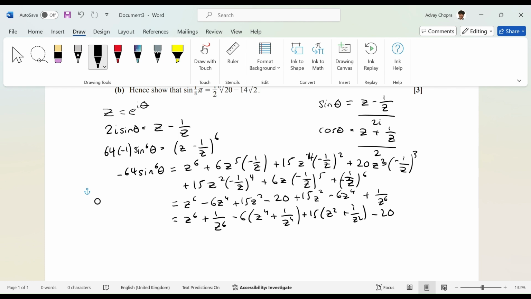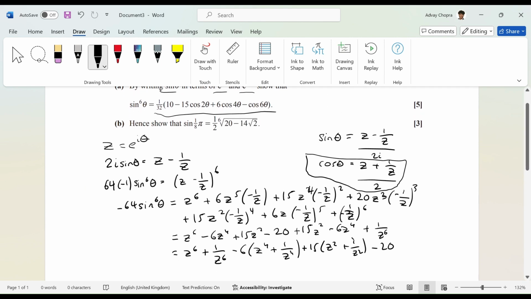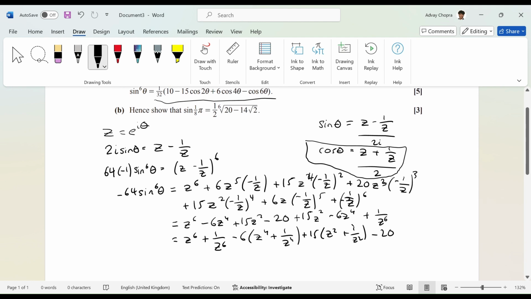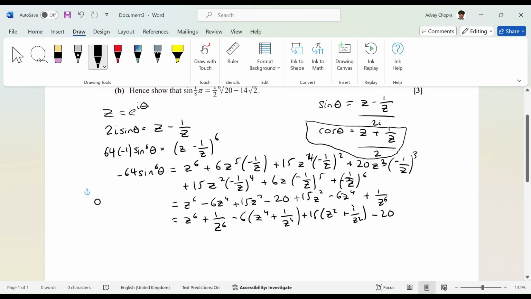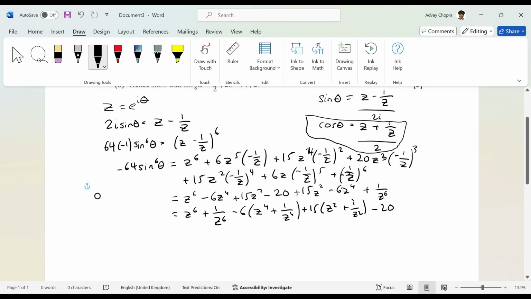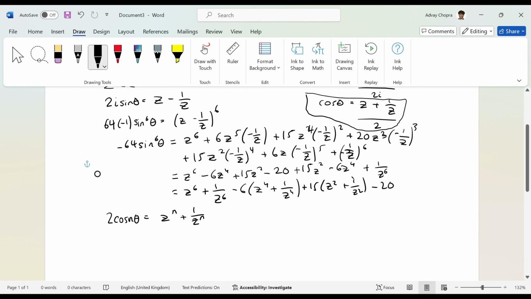Then we can actually use the formula over here, because we know we have to write this in terms of cos, because that was given in the question. So we know we have to use the cos formula, and now it's pretty simple. We have this formula here, which is also something you have to memorize. Sorry, 2 cos n theta is equal to z to the n plus 1 over z to the n, where n is any integer really.